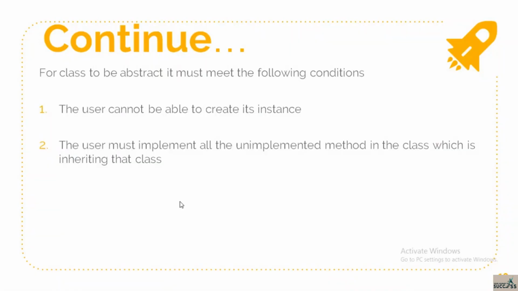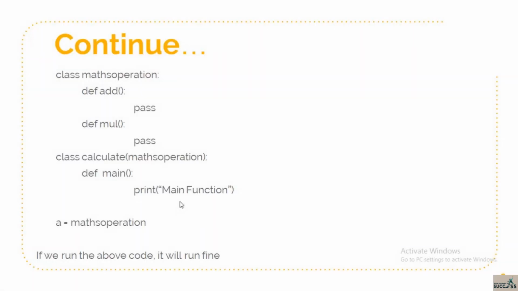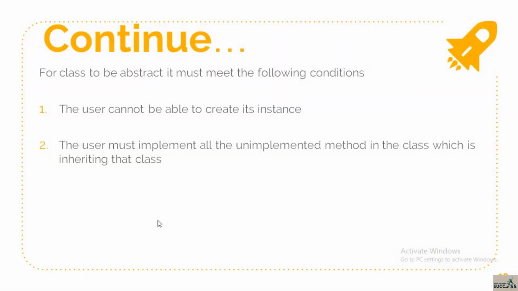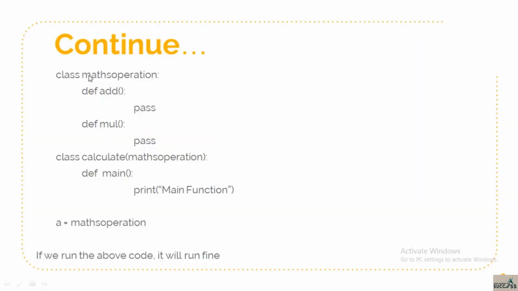So for a class to be abstract, it must meet the following two conditions. The user cannot be able to create its instance, and the user must implement all the unimplemented methods in the class which is inheriting that class. But in the previous slide, we are creating the instance of an abstract class, and even then it is running fine. Next, the class which is inheriting the abstract class does not contain the implementation of these two methods, and even then it is running fine. Well, if these two criteria are not met, this means that this class and these two methods are not abstract.